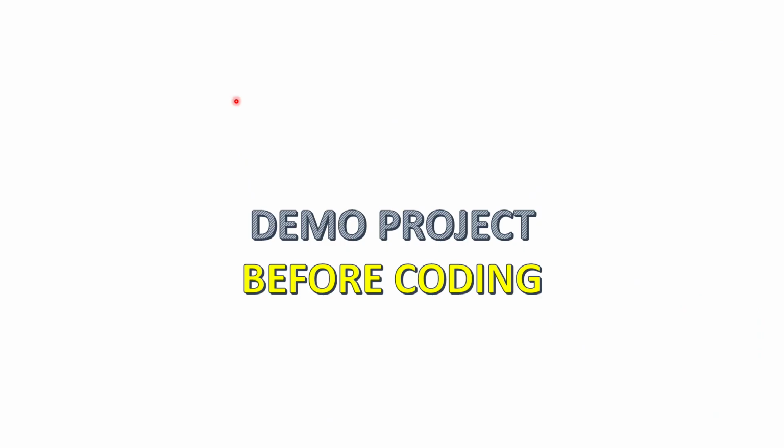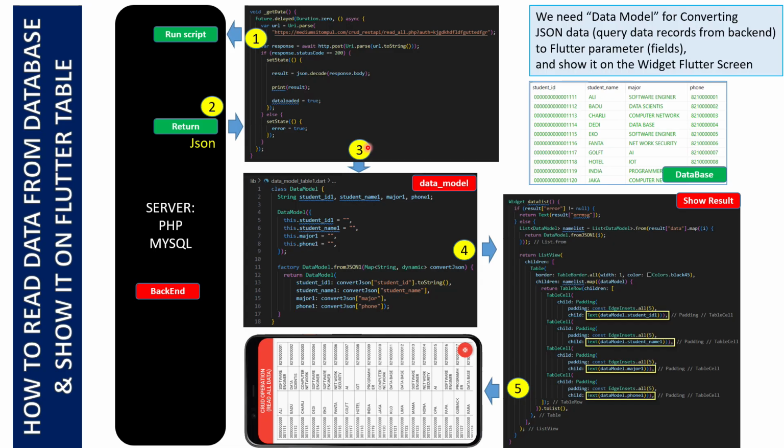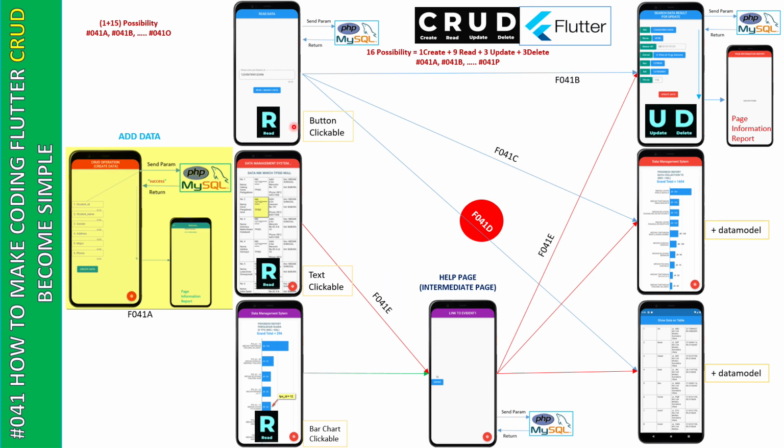Okay, next, the demo project. We have a demo project, and this gives more detail about the project: from the Flutter, send to the backend, and from the backend return JSON data to the Flutter, convert it to a data model, and show the result by using this widget on the virtual device.